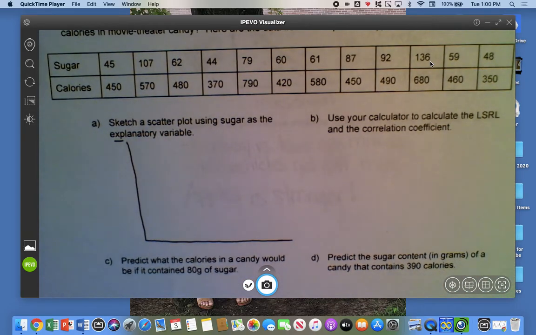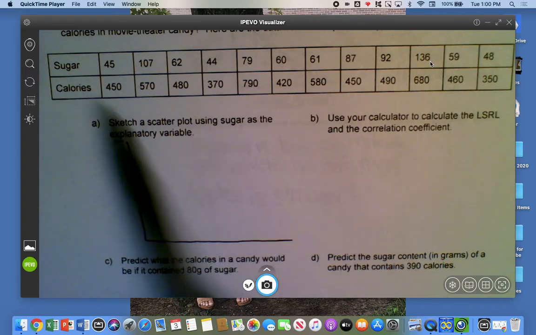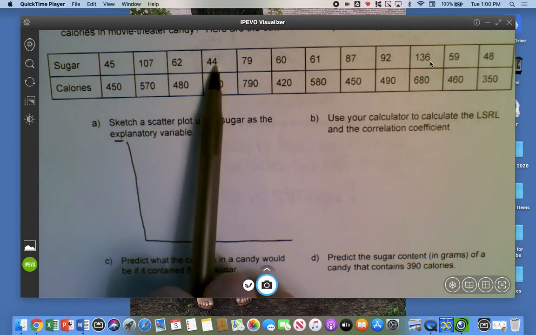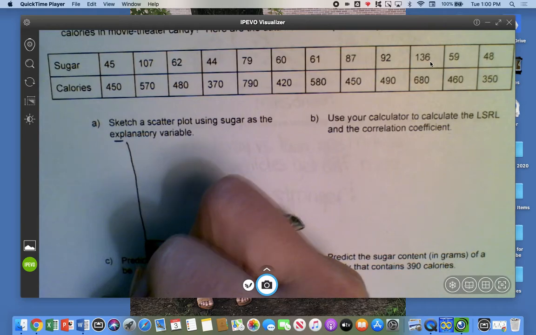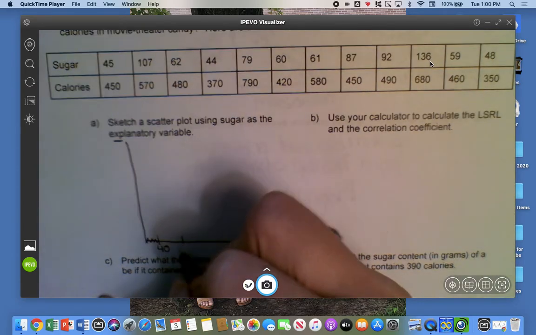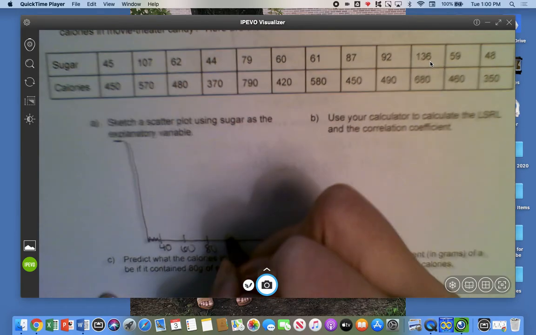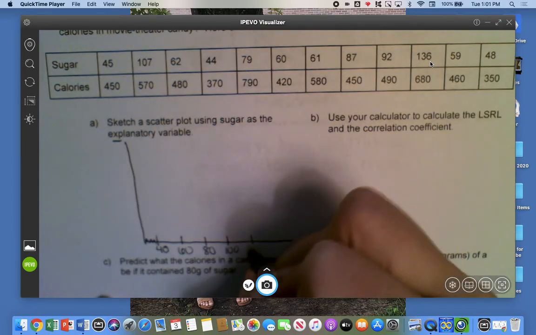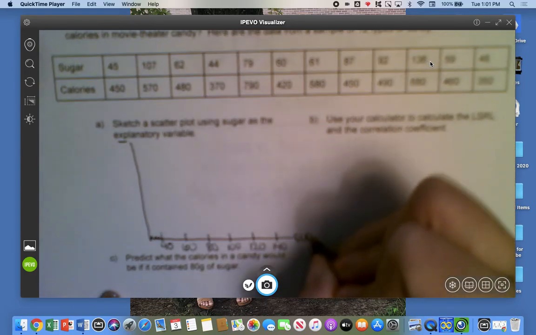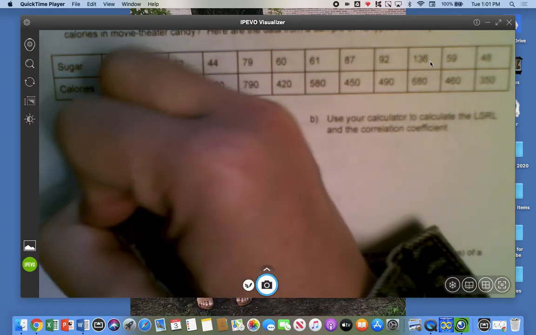This isn't going to be the greatest scatter plot. What's my lowest sugar content? Is there anything lower than 44? And what's our largest? 136? All right, so we're going to cheat. We're going to start at 40, and then go 60, 80, 100, 120, 140. There's our sugar.